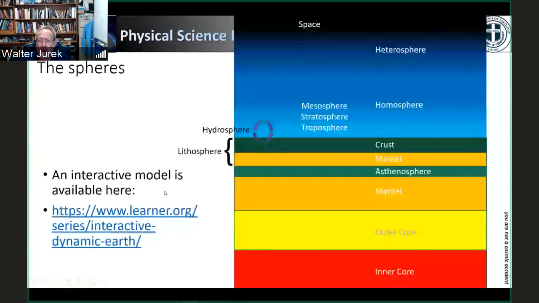Alrighty, so here's all the spheres. No, I'm not going to play the hymn for you again. You can go play it for yourself if you want to. Now, I've given you a link here that, if you have kids or friends or students, is an interactive model of the Earth, and it's kind of fun to play with. So I thought I'd give you that.